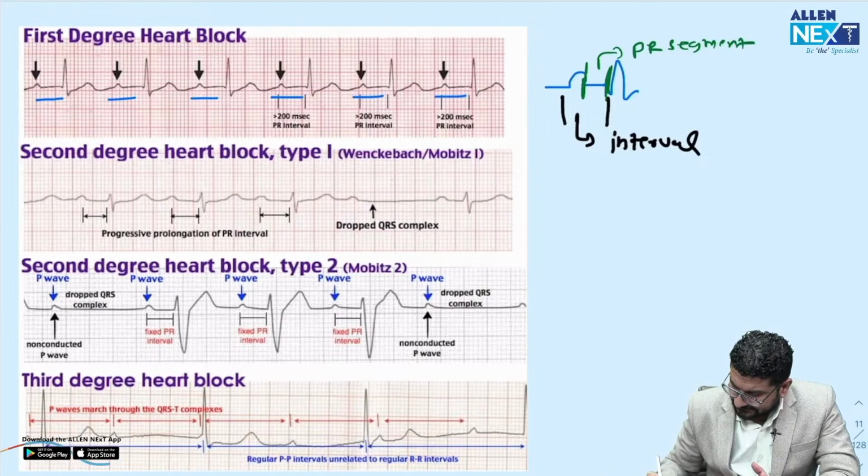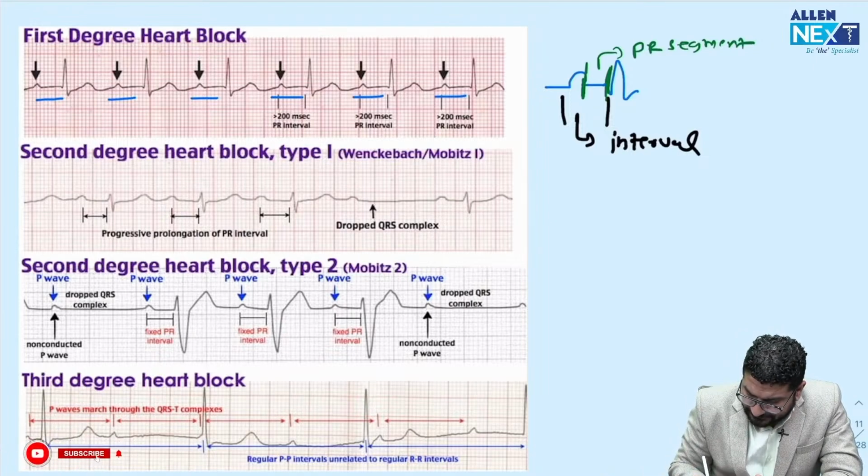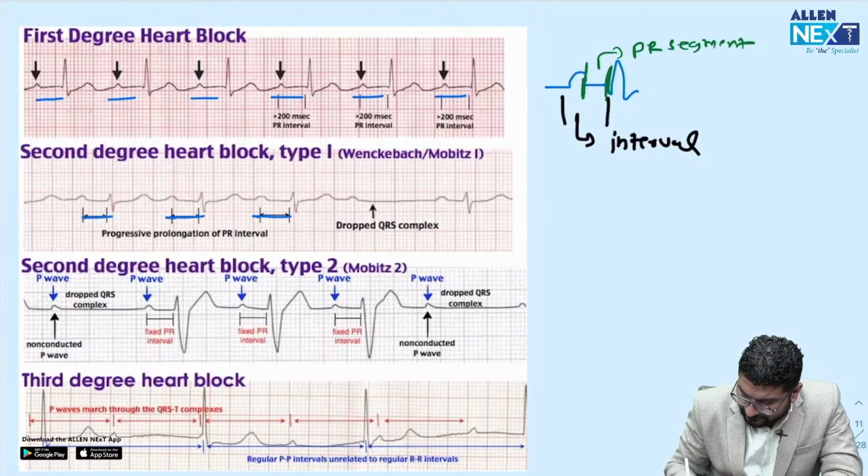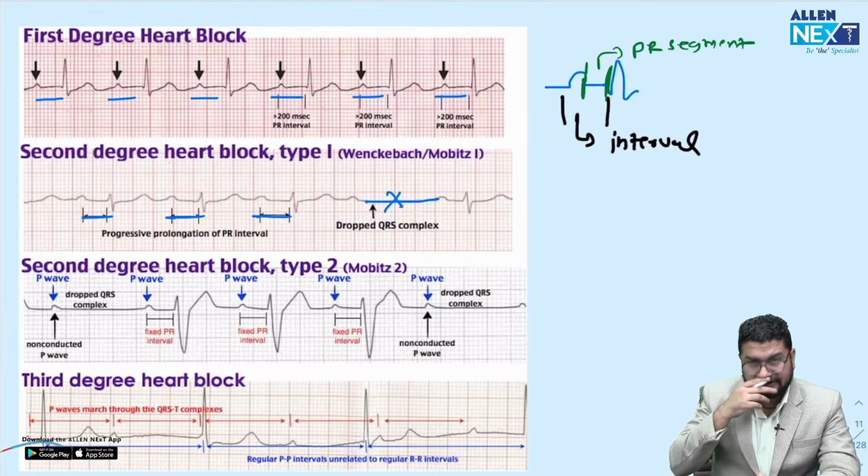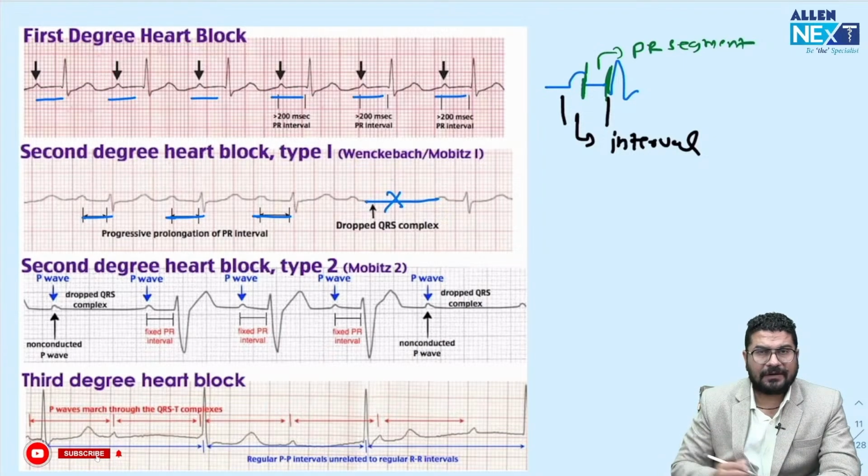Second degree heart block, understand? In second degree, you will see a progressive increase in PR. So PR is increased, you can see the progressive increase. Then you can notice something called a drop beat. We call this a drop beat. So PR prolongation is followed by a drop beat.